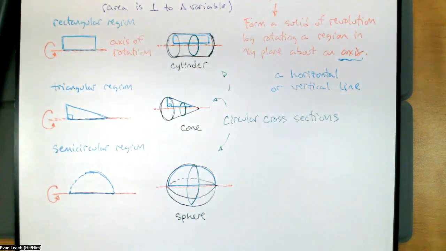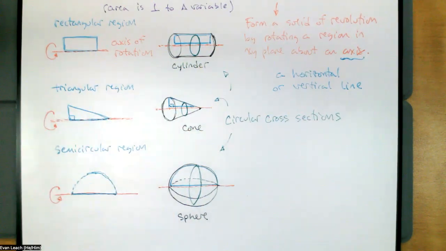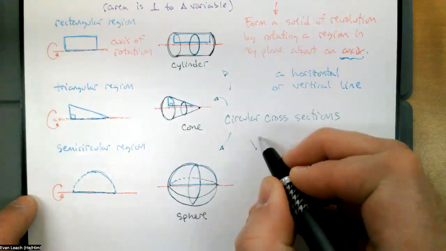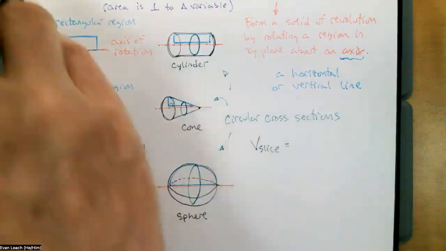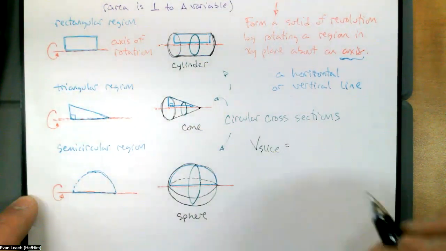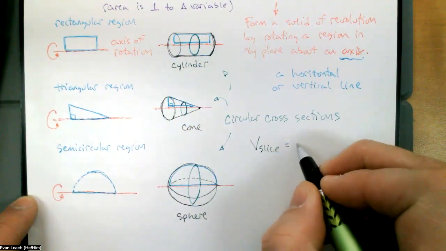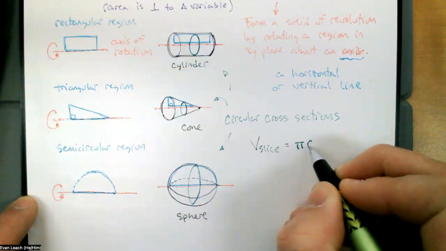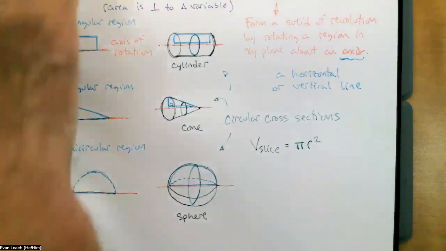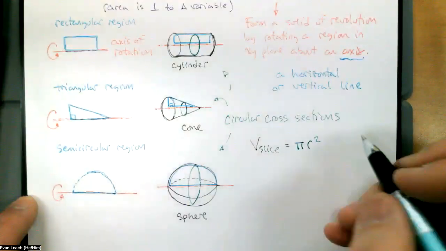So our volume is going to be pi r squared times some height. So we're just looking at our cylinder, our cone, and our sphere. The volume of our slice is going to be the area pi r squared times the height, delta variable.